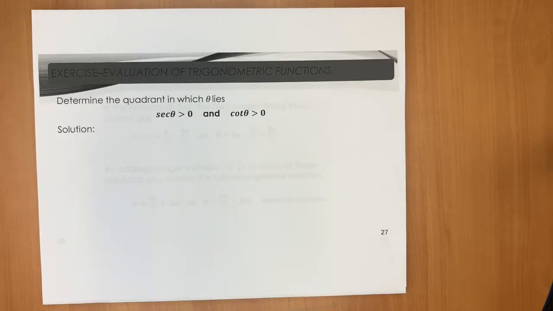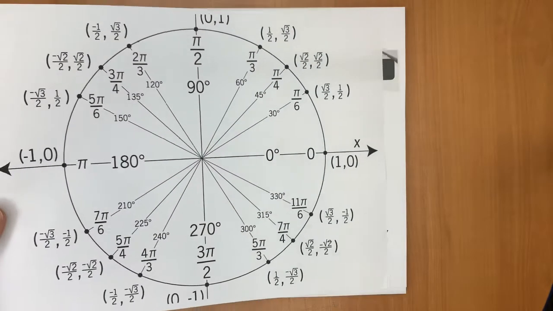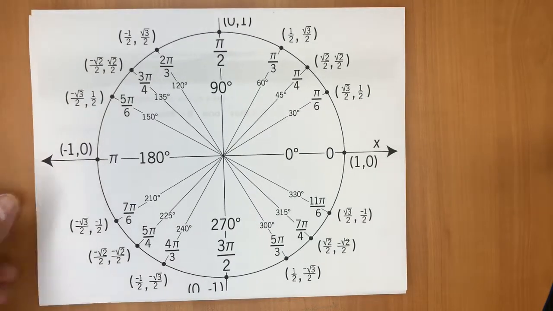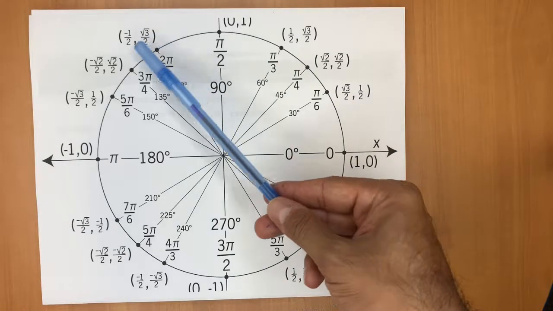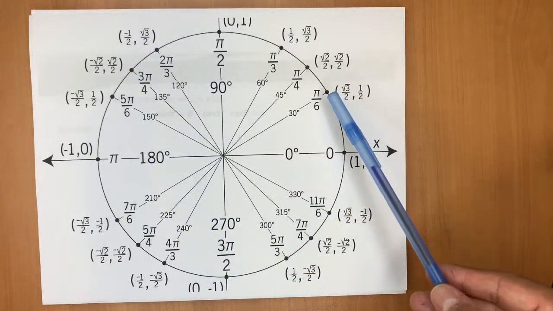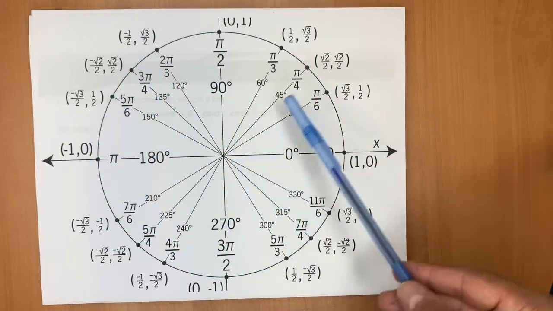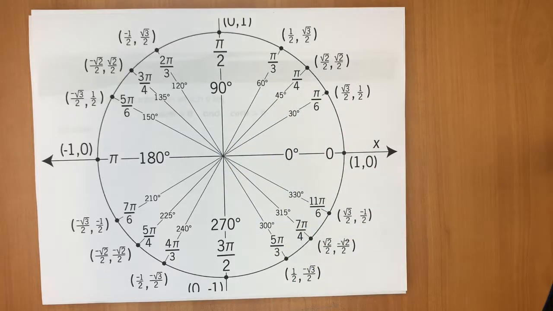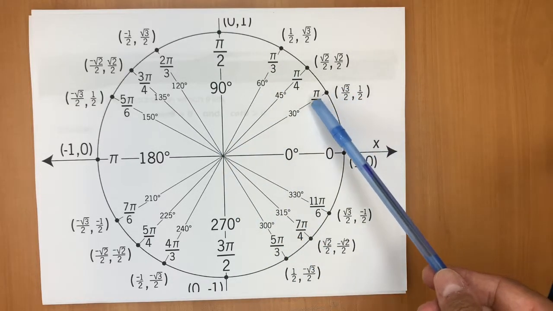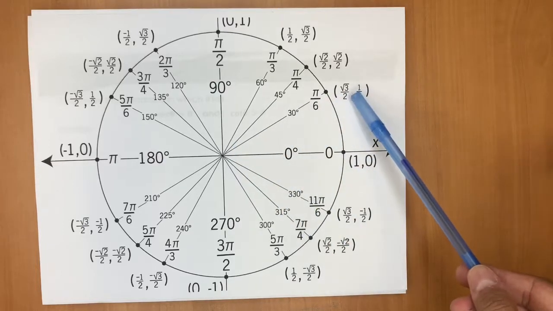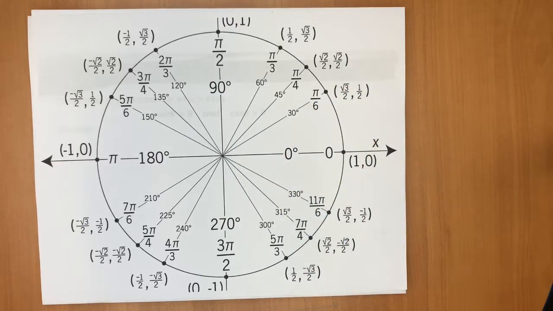I just wanted to remind you of the unit circle, the picture here, that you have points on the unit circle, as you see, and every point corresponds to an angle on the unit circle. And we know that the x entry of the point is going to be the cosine of that angle, and the y entry is going to be the sine of that angle.